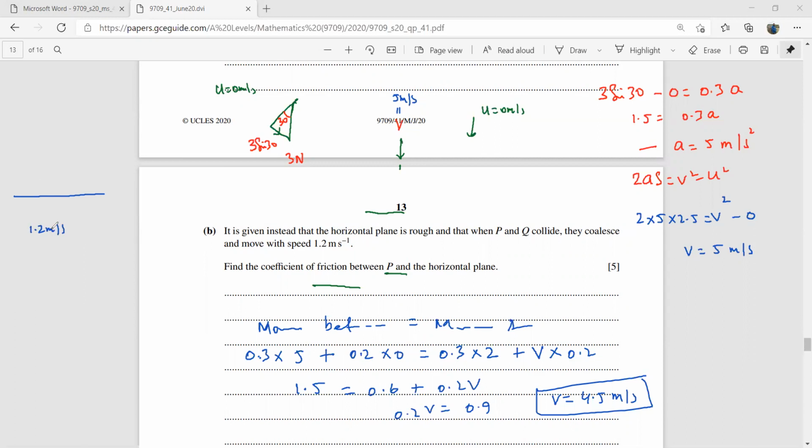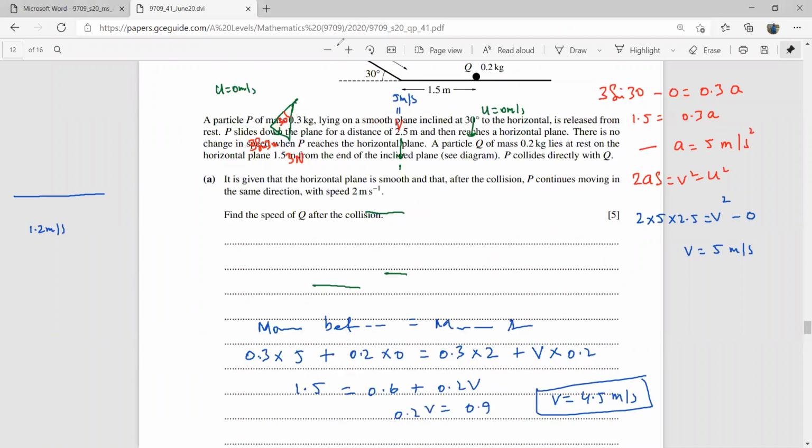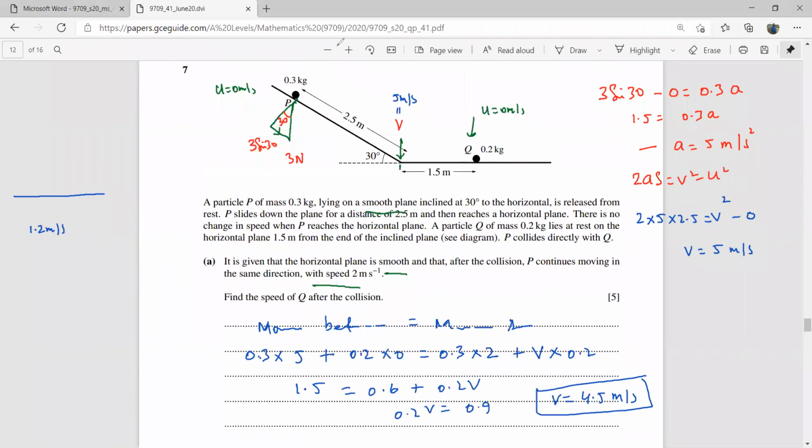So we have to find the coefficient of friction between P and the horizontal plane. Okay, guys, let's go back here. I want to see how much of the working I can still use. One thing is quite clear: when it reaches here, the speed will be 5. We can use this 5 here. But the situation changes from now onwards.